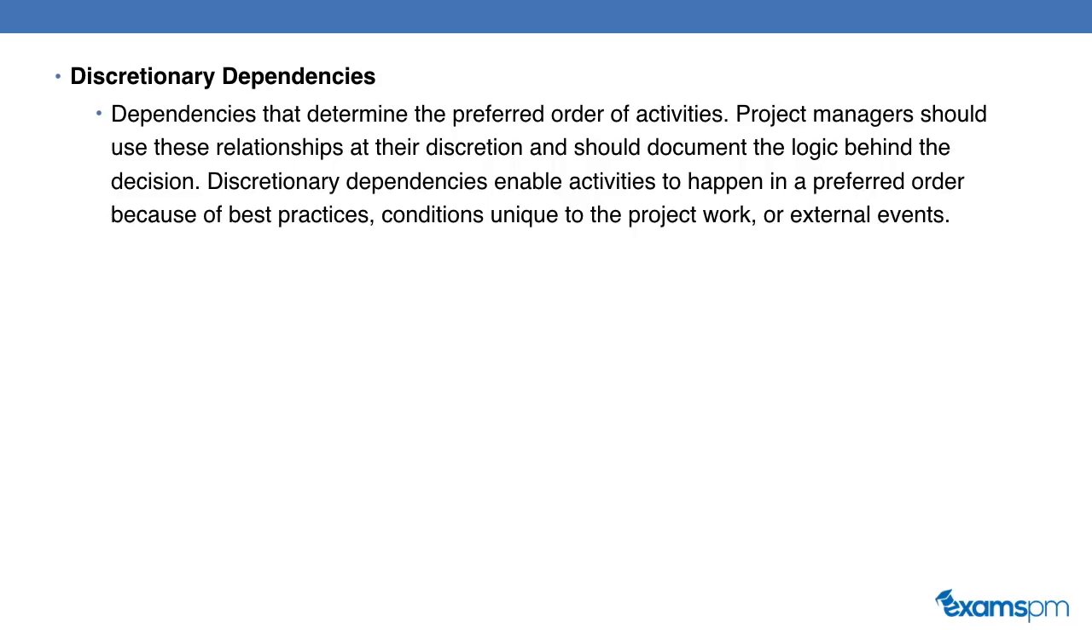Discretionary dependencies. Dependencies that determine the preferred order of activities. The project manager should use relationships at their discretion and should document the logic behind the decision. Discretionary dependencies enable activities to happen in a preferred order because of best practices, conditions unique to the project work, or external events. For example, if your project was to paint a house, you could decide to paint the living room first, then the dining room, or the dining room first, then the living room. This is a discretionary dependency because this order does not have to be one way or the other.